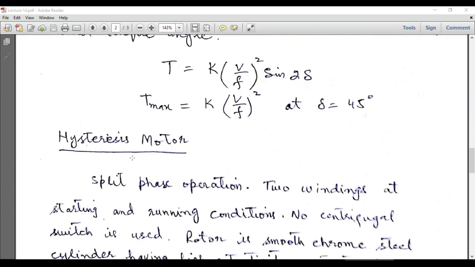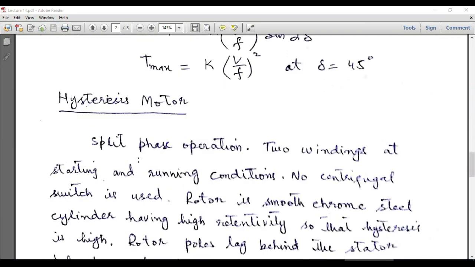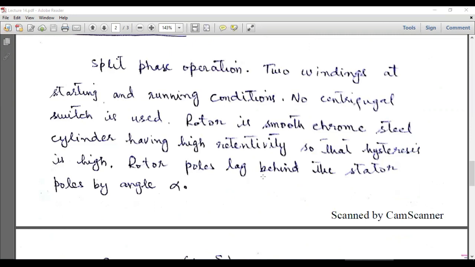The second type of special purpose motor is called the hysteresis motor. This motor also requires split phase operation and two windings at starting and running conditions, as we have seen in single phase induction motors. But no centrifugal switch is required, and the rotor is a smooth chrome steel cylinder having high retentivity, so that hysteresis is high, and the rotor poles lag behind the stator poles by an angle alpha.